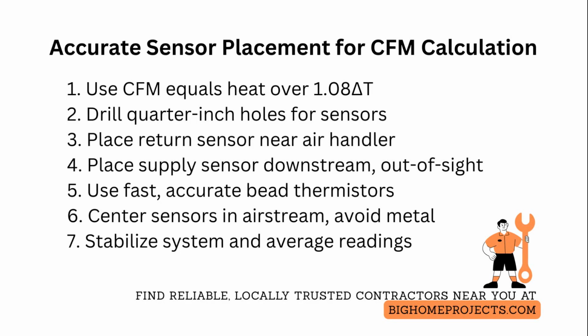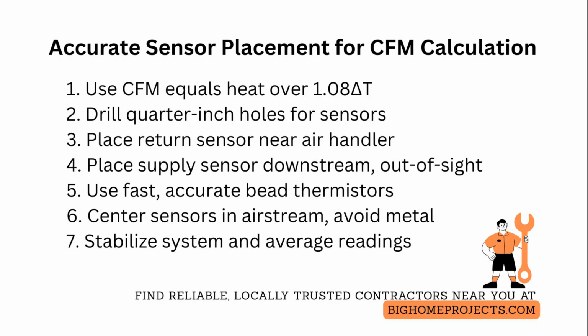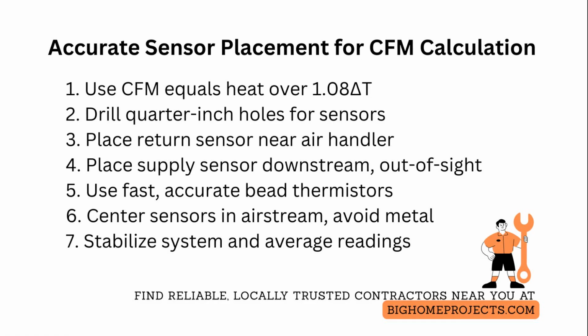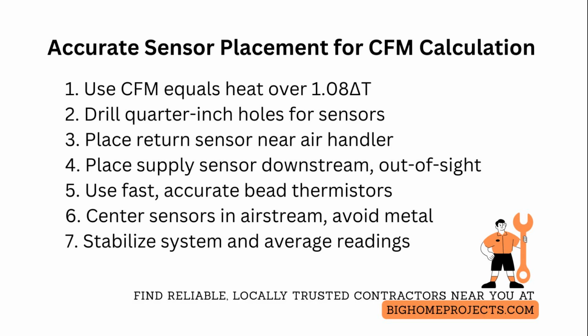Stabilize the system for 5 to 10 minutes at steady heat output before logging. Collect at least 60 seconds of 1 second interval data and average to reduce turbulence noise. Verify zero stratification by rotating the sensor across the duct cross-section. If you see more than 2 degrees Fahrenheit spread, add mixing distance or use a multi-point average.